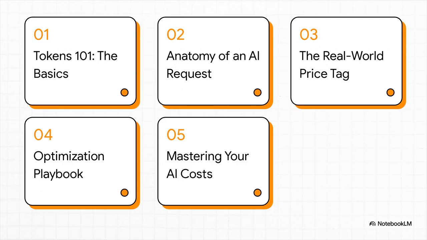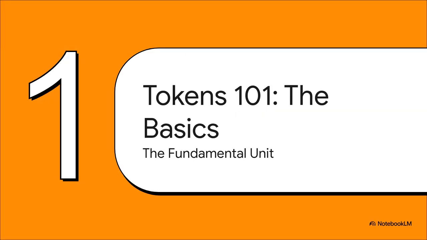So here's the game plan. We'll start with the fundamentals in Tokens 101. Then we'll dissect an AI request to see where the money's really going. After that, we'll check out the real-world price tags, give you an optimization playbook, and wrap up with how to make cost control a permanent part of your process. All right, let's dive right in.